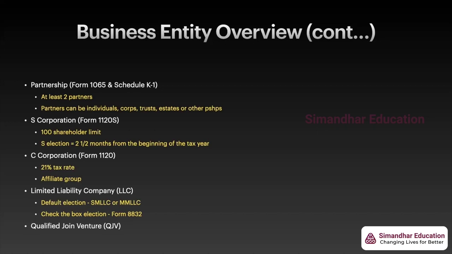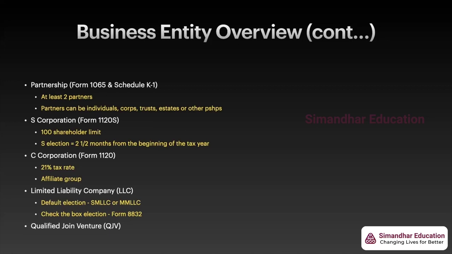When we spoke about partnership and S corporation, you need to understand that both of these returns that they are filing, Form 1065 and Form 1120S, is just an informational return, right? They're not really paying tax at the entity level. Partnership does not pay tax. S corporation does not pay tax, right? Now the question arises, who actually pays the tax? It is taxed at the partner level or the shareholder level.